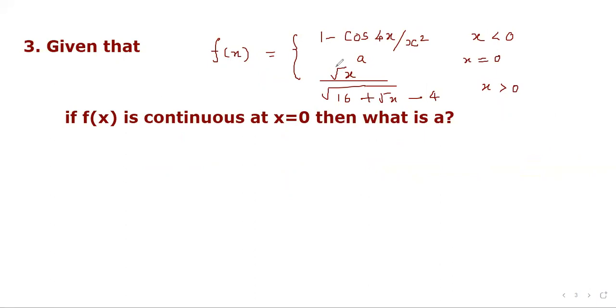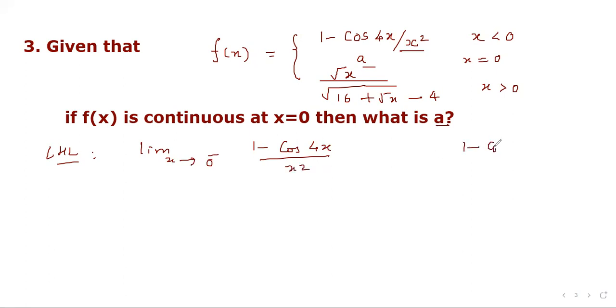Given that f(x) equals (1 minus cos 4x) divided by x square when x is less than 0, it is a when x equals 0, and it is root x divided by (root of 16 plus root x, minus 4) when x is greater than 0, and the function is continuous at x equal to 0, then we have to find out what a is. So let's proceed. For LHL purposes, we will use this function. So LHL, limit x tends to 0 minus (1 minus cos 4x) divided by x square.